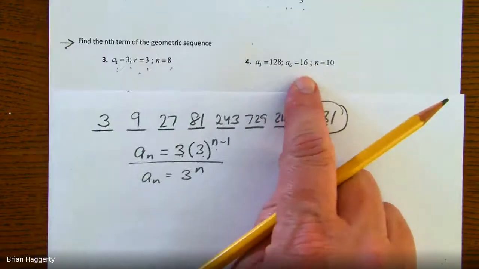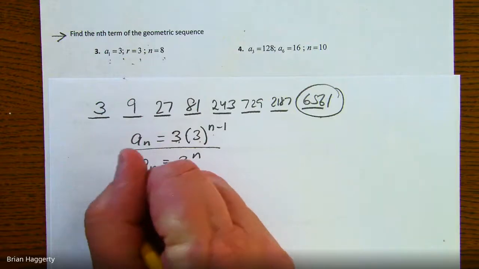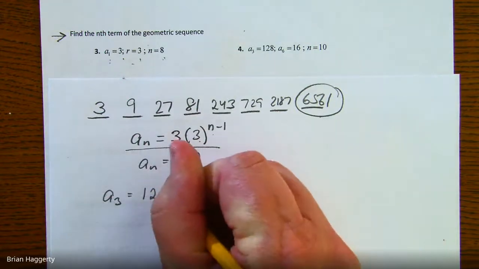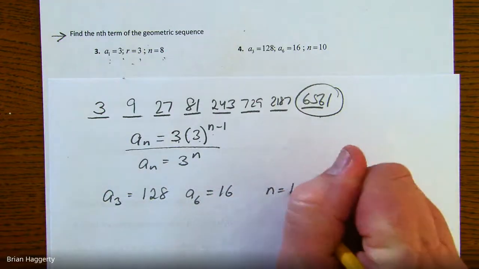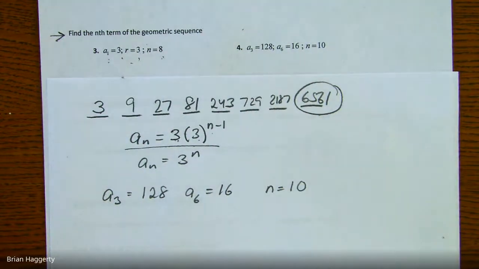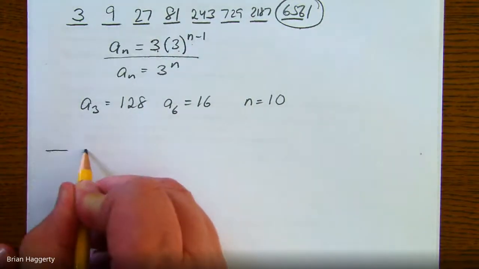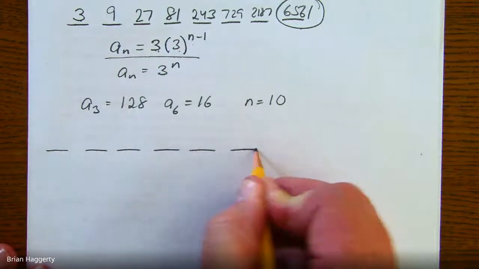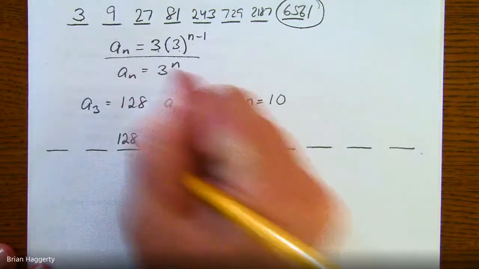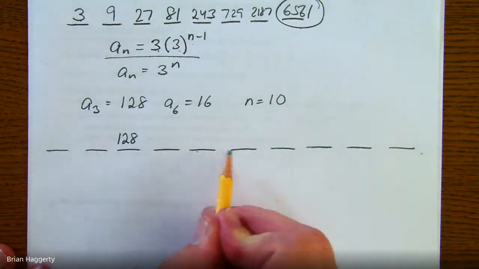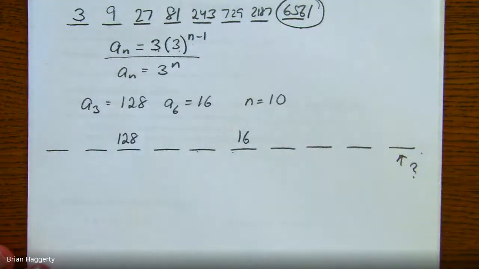All right, number 4. Let me copy this, and I'll slide the paper. So we have a sub 3 is equal to 128. A sub 6 is equal to 16. What's the 10th term? So we go 1, 2, 3, 4, 5, 6, 7, 8, 9, 10. The third one is 128. 4, 5, 6. This is 16. And ultimately, we want that term right there.